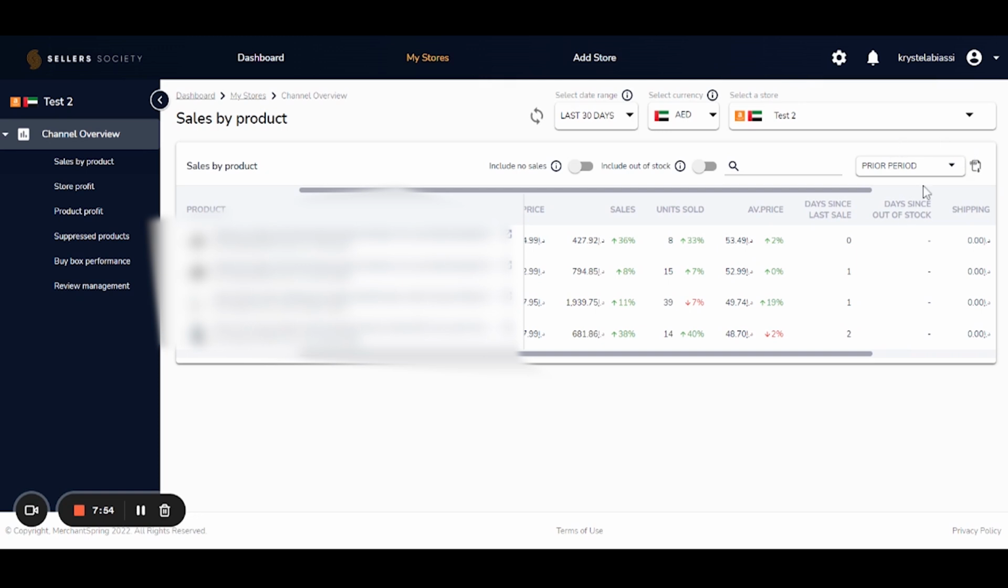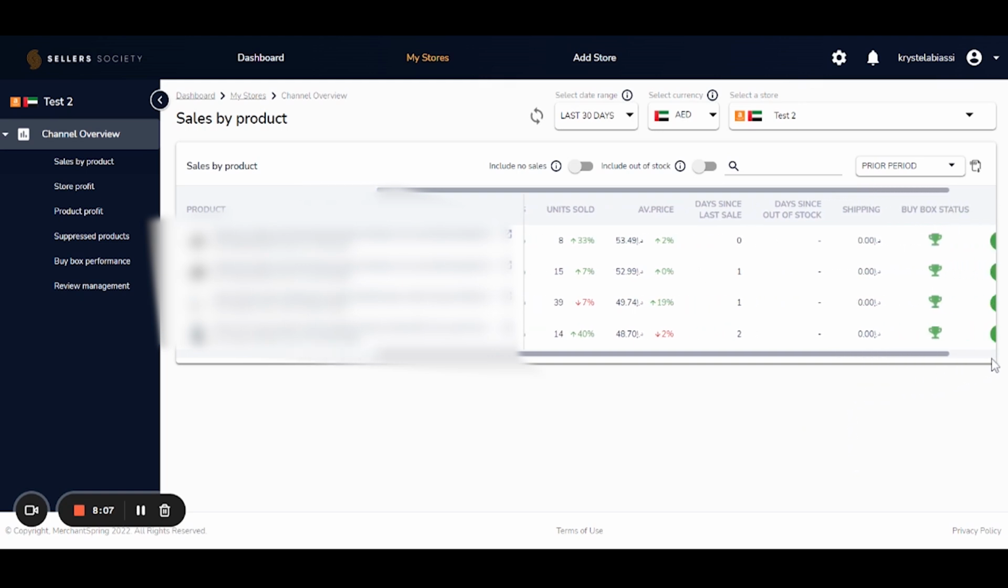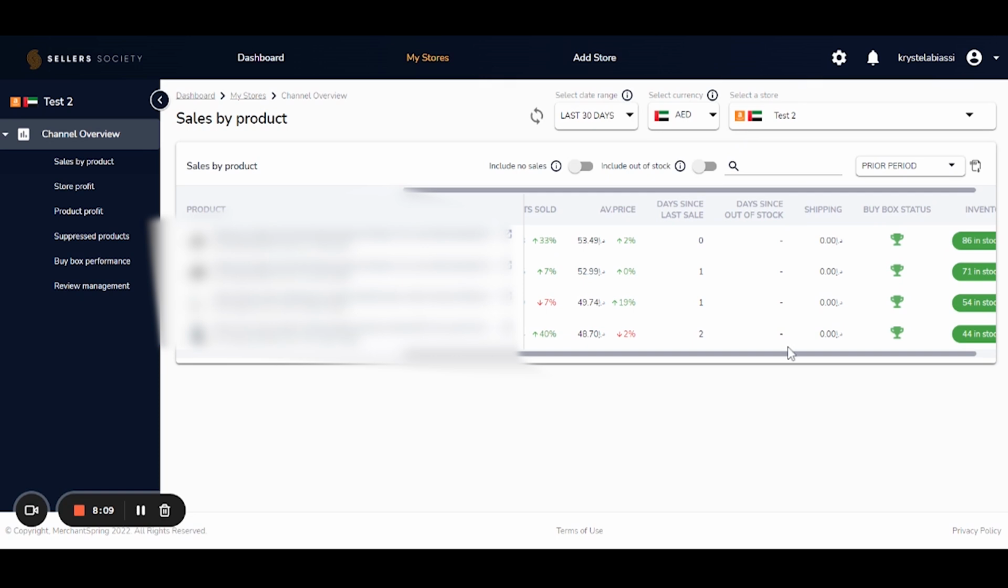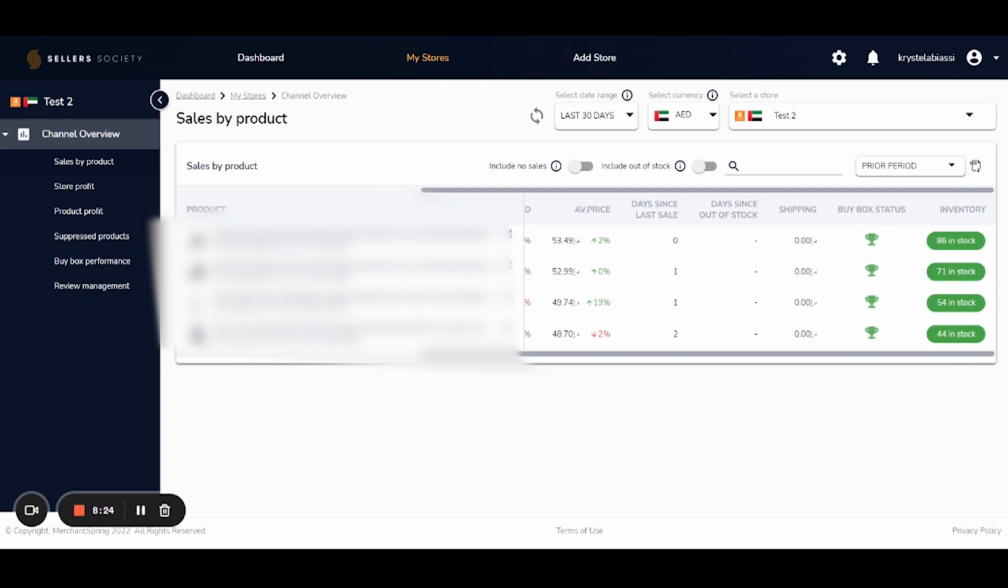You'll see the average price, because of course, if you are selling on Amazon, sometimes you do a coupon code, sometimes you do a discount, sometimes you increase, sometimes you decrease. So what is the average price of the unit being sold? And you'll also see last days since last sale. So how many days have you not sold this product for? Any additional shipping that you are paying for, or the customer is paying for, that's definitely if you are not doing FBA.